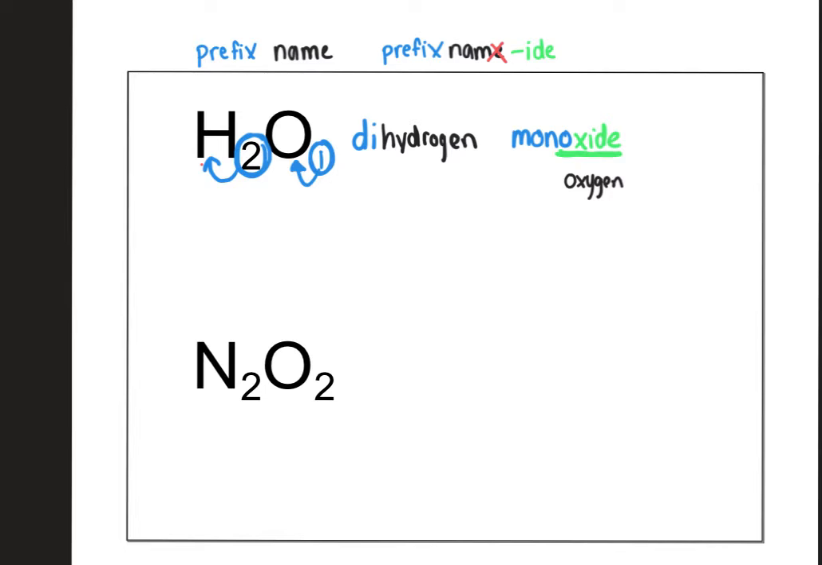Let's try this one. I have 2 of this element here, so we put the prefix for 2, di, and that element is nitrogen. So there's my prefix name, and now we're going to do prefix name "-ide." I see another 2. This is going to be di, and then we saw oxygen turned into oxide. So dinitrogen dioxide is N2O2.